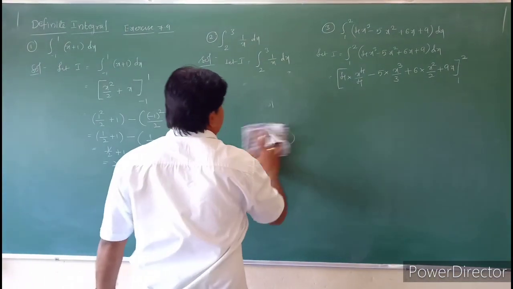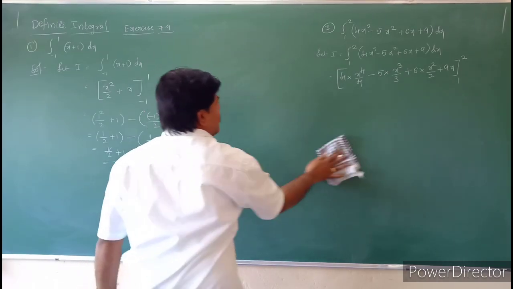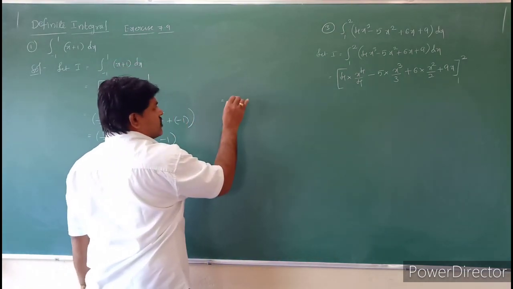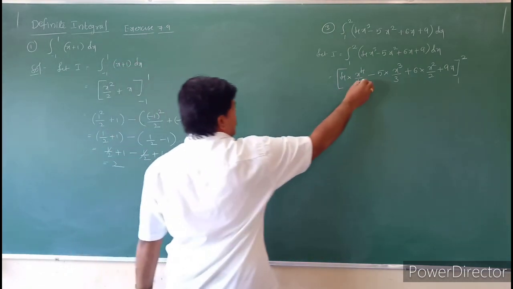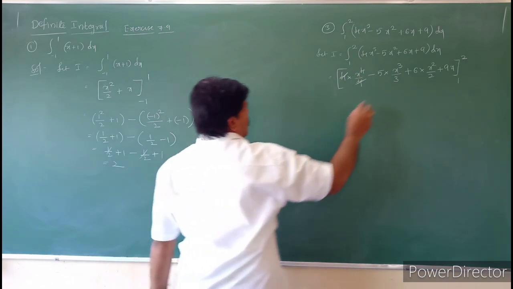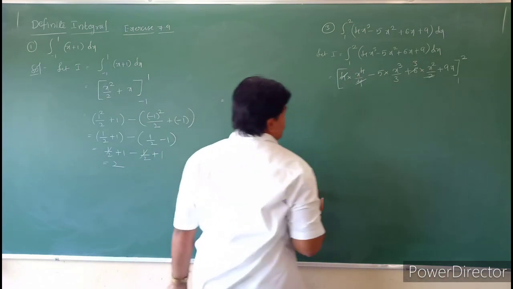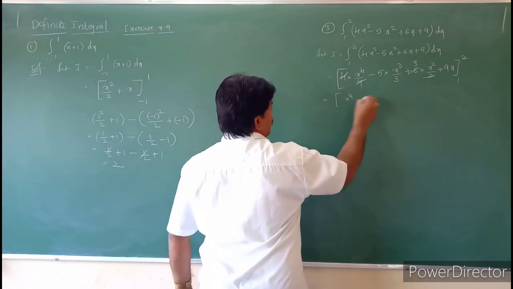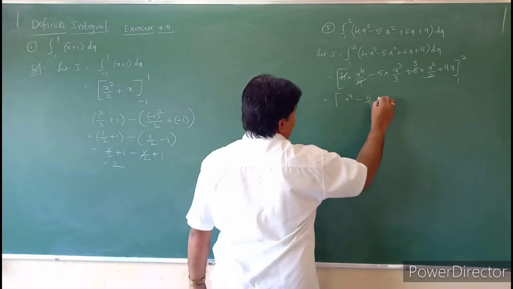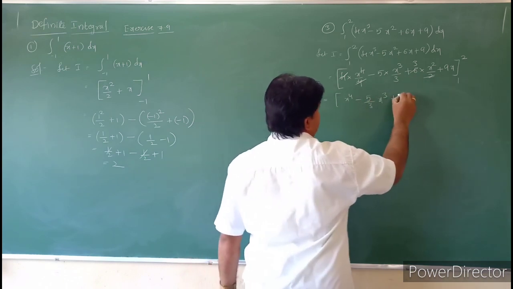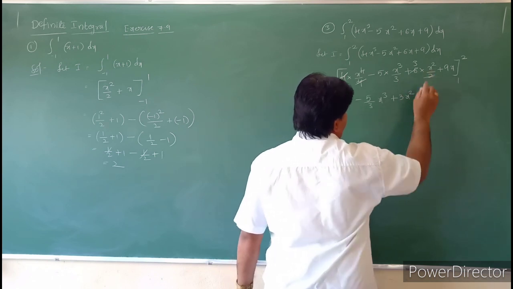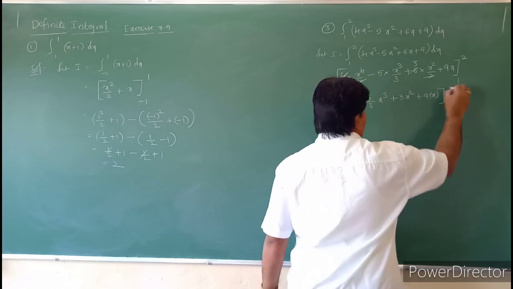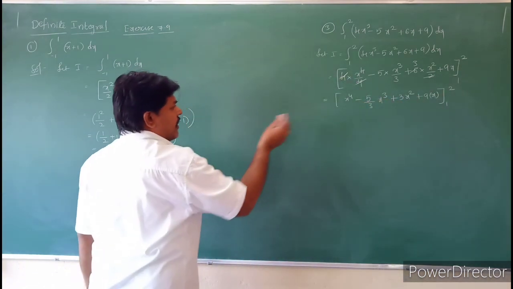So what will we calculate, students? First apply the upper limit, then take the lower limit. We can cancel first: this 4 will be cancelled, and here the 2 will be cancelled for 3 times. So this is x power 4 minus 5 by 3 into x cube plus 3x square plus 9x, from 1 to 2. First apply the upper limit, then take the lower limit.